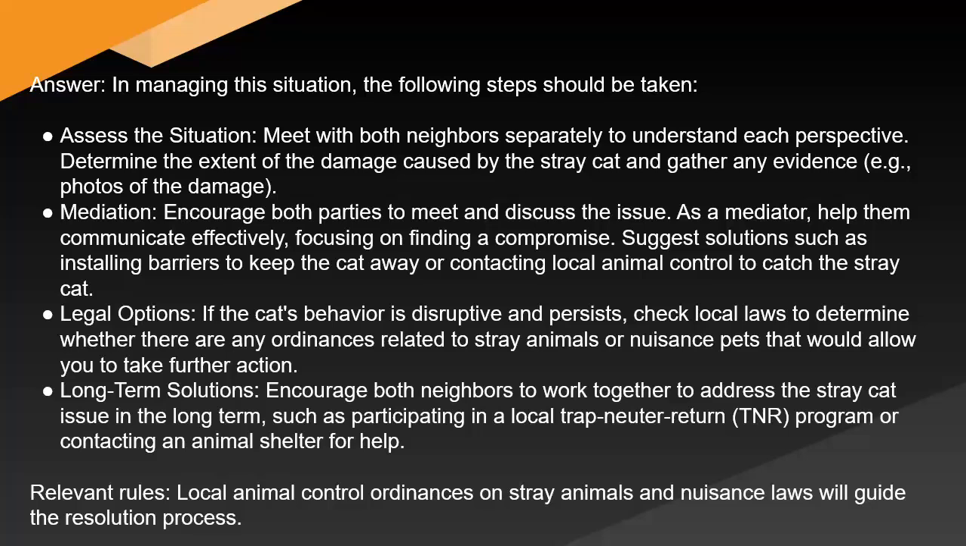Long-term solutions. Encourage both neighbors to work together to address the stray cat issue in the long term, such as participating in a local trap neuter return (TNR) program or contacting an animal shelter for help. Relevant rules. Local animal control ordinances on stray animals and nuisance laws will guide the resolution process.